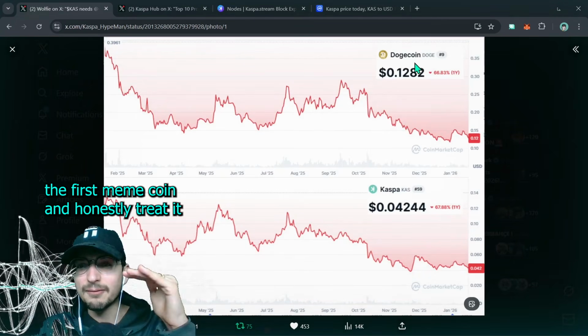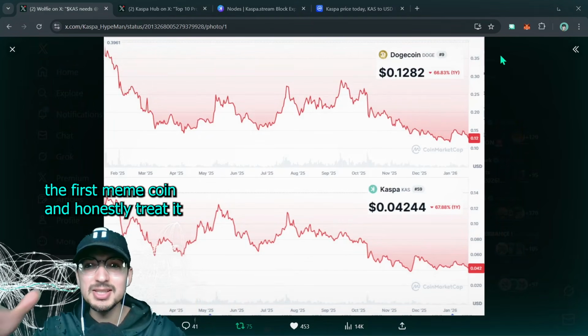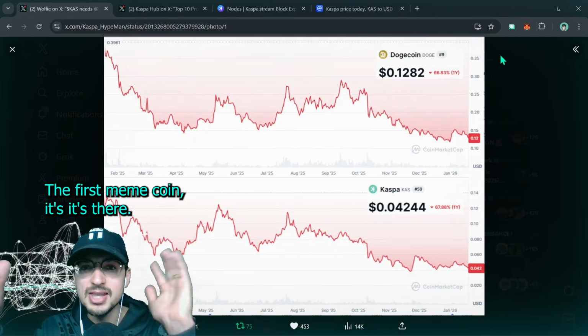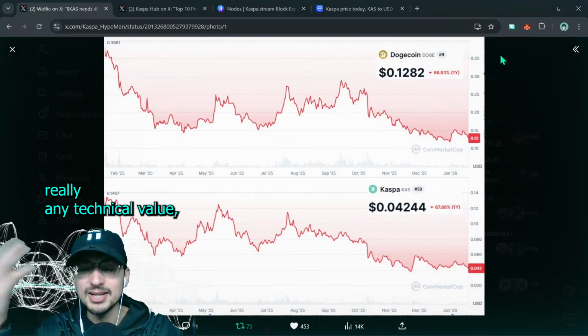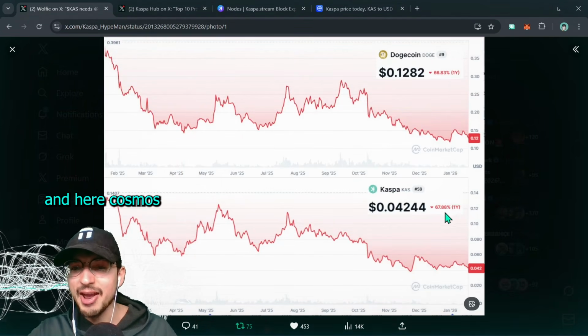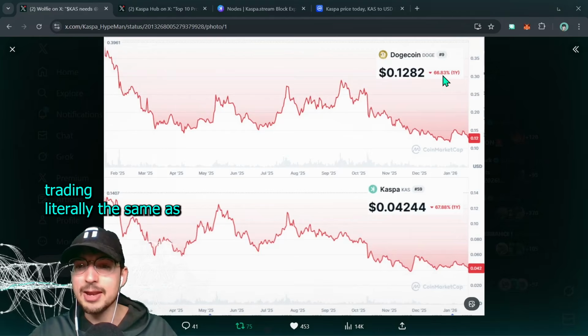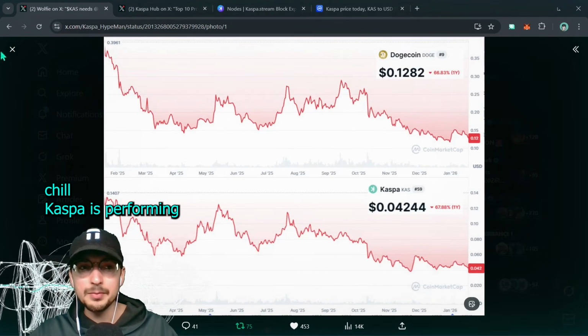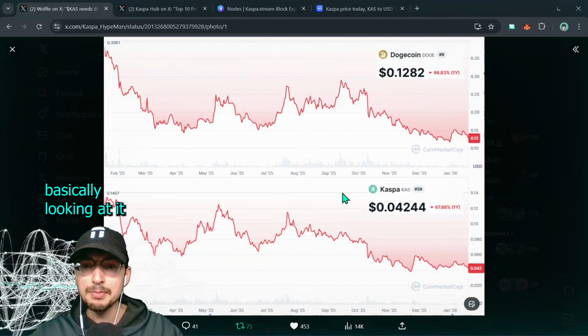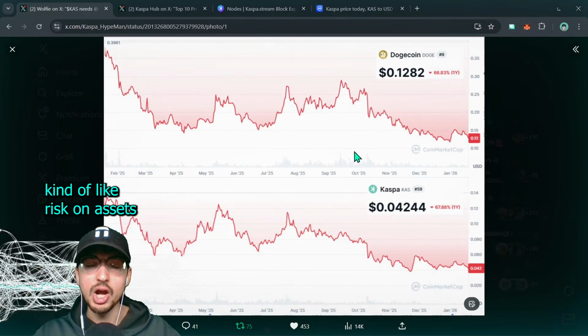It's literally the first meme coin, and honestly, trade it similar to an altcoin. The first meme coin, it's there. It doesn't provide really any technical value, but it's just there as like an OG. And here Kaspa is trading literally the same as it. So chill, man. Chill. Kaspa is performing and following the wave of the rest of the crypto market. Basically looking at it kind of like risk on assets.